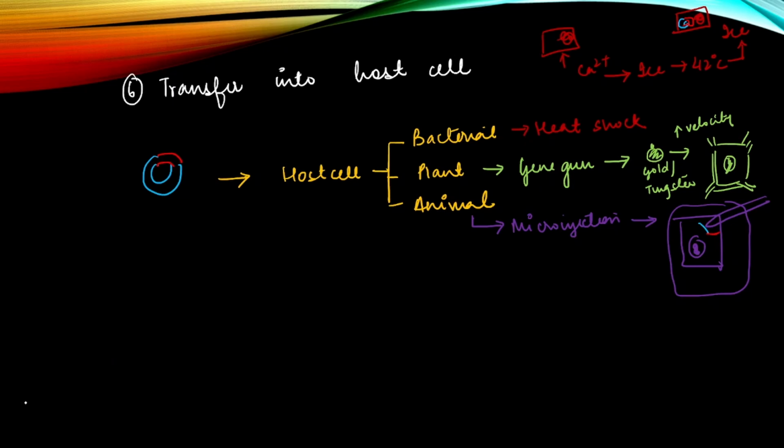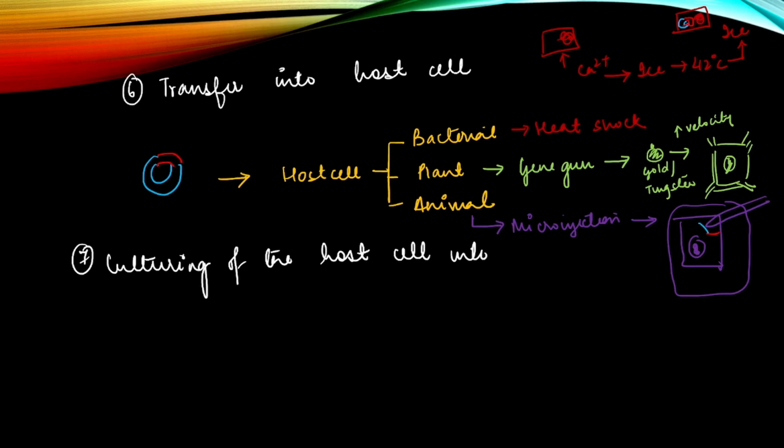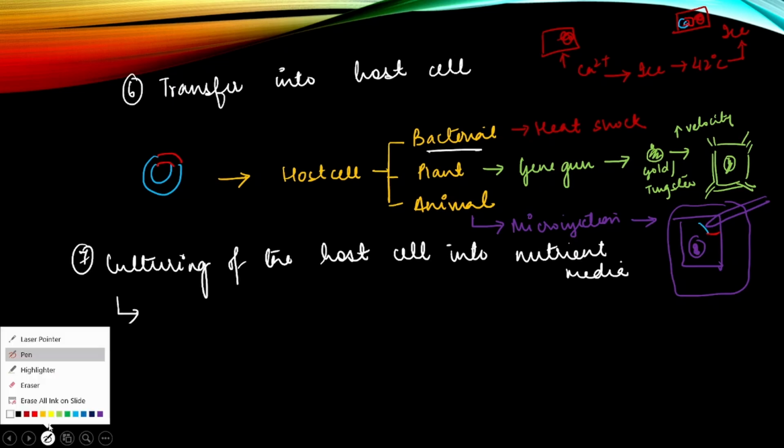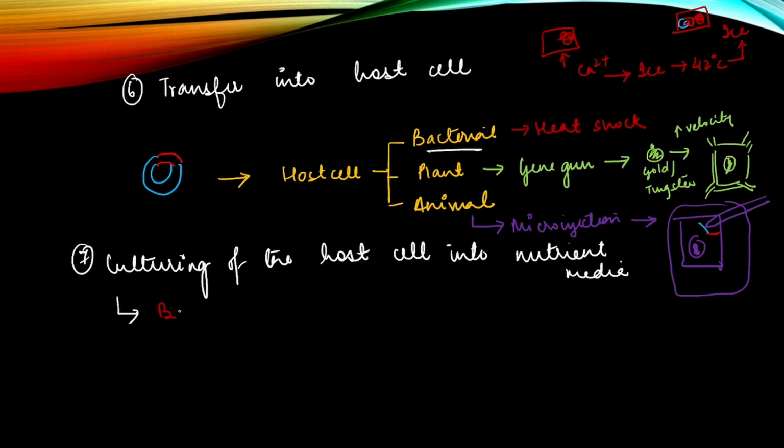Now once transfer is done into the host cells, what do we do? We'll start growing the host cells in nutrient media. Culturing of the host cells in nutrient media. Let me take the example of a bacterial cell. If this is a bacterial cell, what will I do? We'll put this in a fermenter.